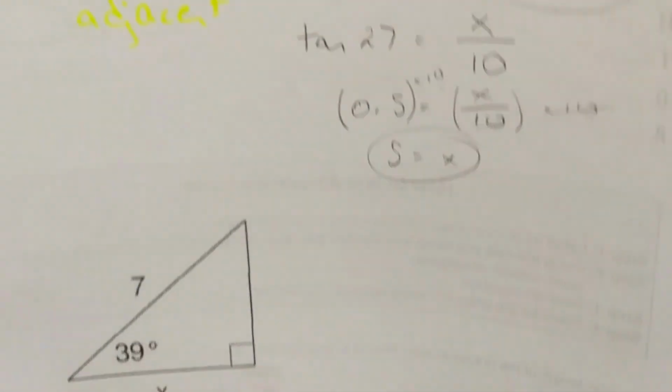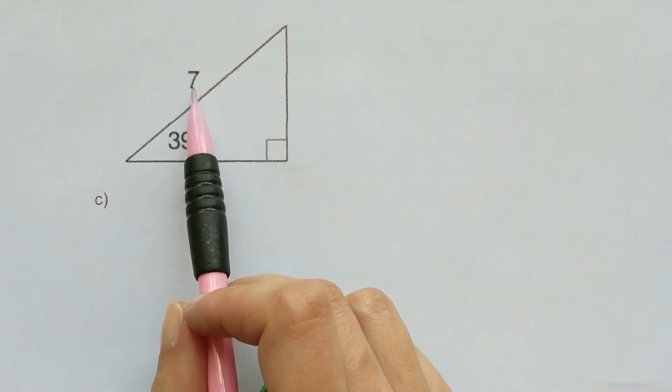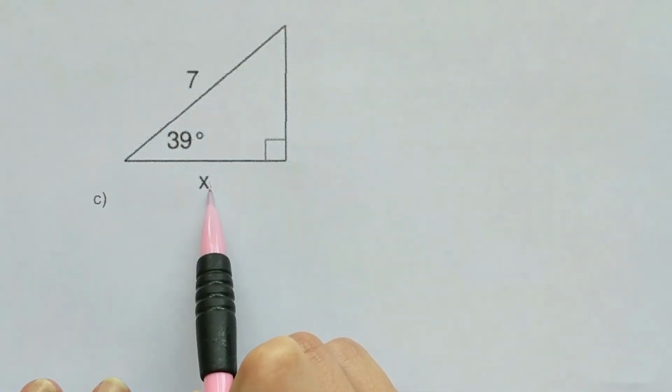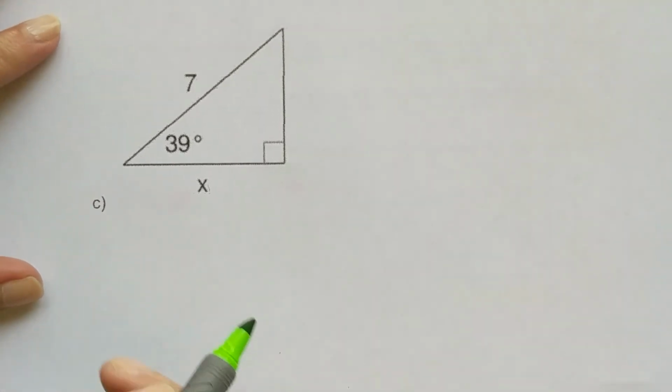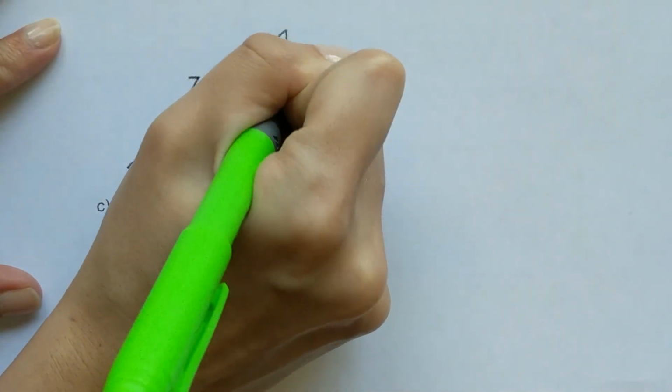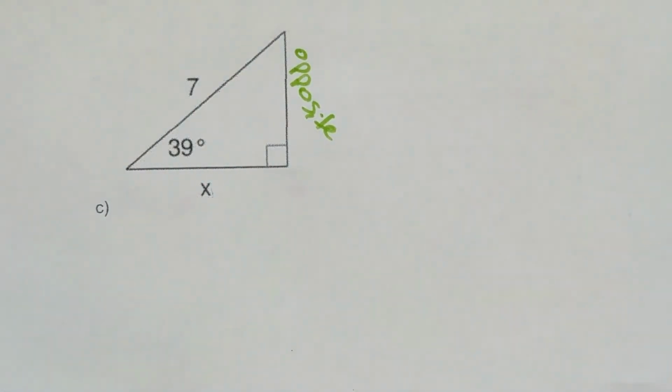And let's do one last example here with this triangle. I have one side is 7, one side is x, and the angle in between is 39 degrees. Again, let's start by labeling our triangle. This is probably the most important step when you're solving these types of problems. We're going to find our opposite. That's the one that is opposite the angle given.